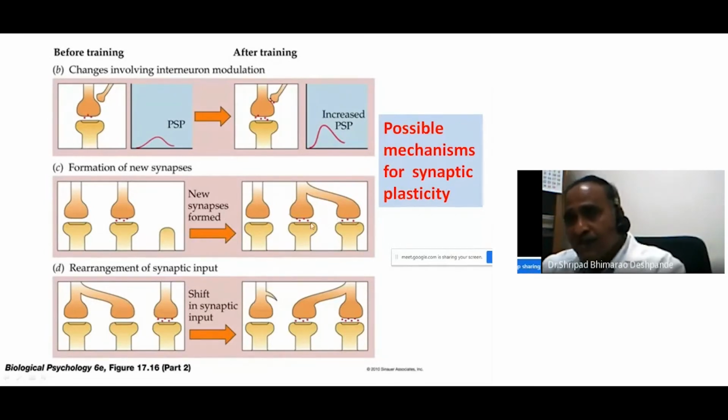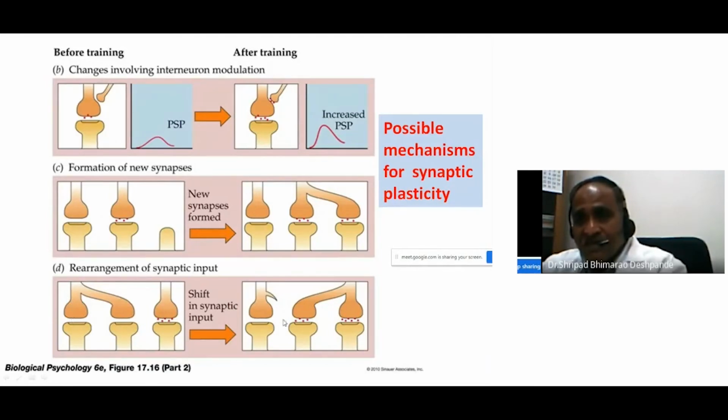You have two synapses formed. So now these two synapses are activated. That means a new synapse formation takes place. Then the third component, rearrangement of the synaptic contacts. For example, we have the synaptic contacts here in the beginning, and here when it is stimulated.